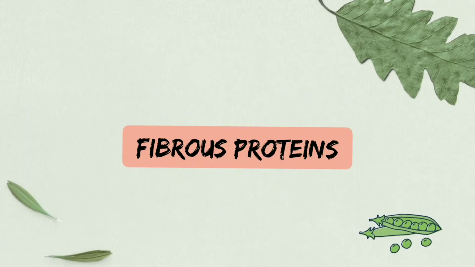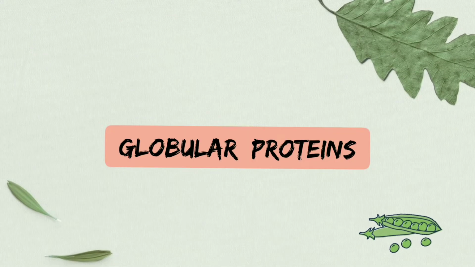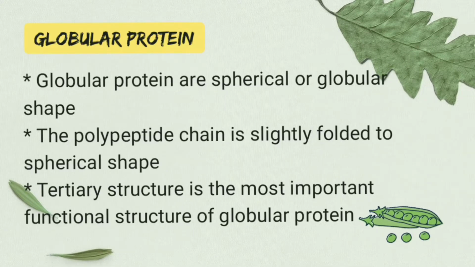Fibrous proteins are very strong and tough, and they are water insoluble, which form long fibers or sheets. Secondary structure is the functional structure of fibrous protein. Example, keratin. Globular protein. Globular protein have a spherical or globular shape.